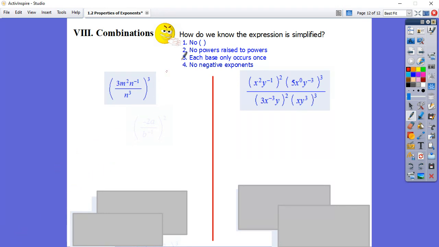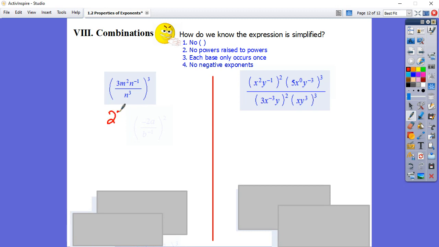So how do you know if an expression's simplified? There are no more parentheses, no powers raised to a power. So in other words, we have single powers. A base only occurs once. So like here, I have n on top and bottom. That's not simplified. I can only have a base of n either in the numerator or denominator, and no negative exponents. So a problem like this one right here, you can start this different ways. You can flip the n. You can do dividing powers. I have power of a quotient since we just got done with that.